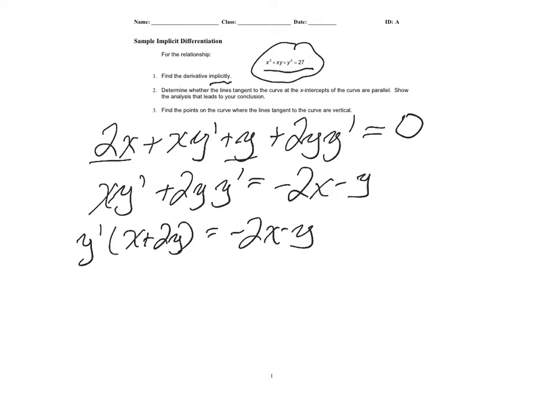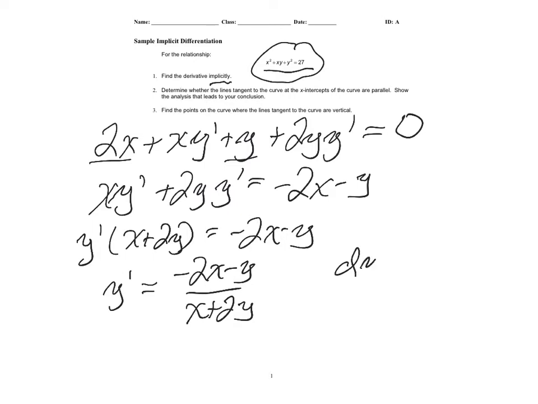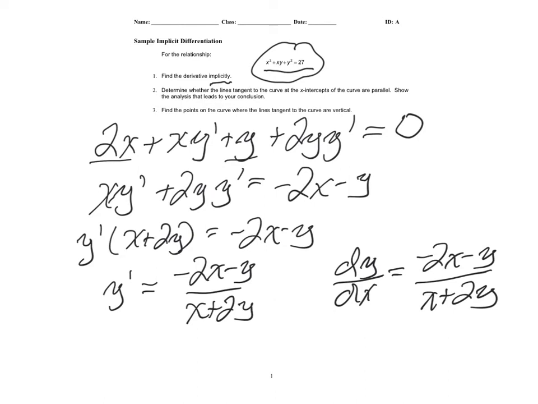And then we divide. So y prime is equal to negative 2x minus y over x plus 2y. And then to be a little more precise, y prime we will rewrite as dy dx is equal to negative 2x minus y over x plus 2y. And there's our answer.